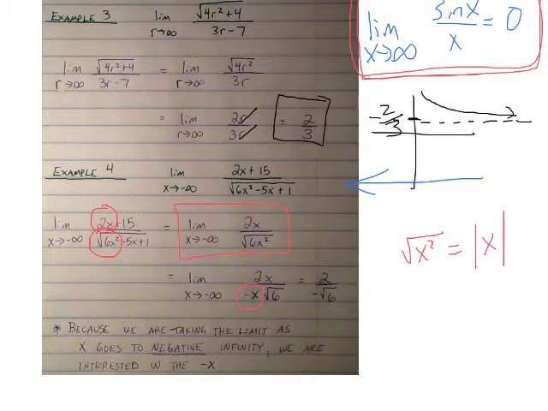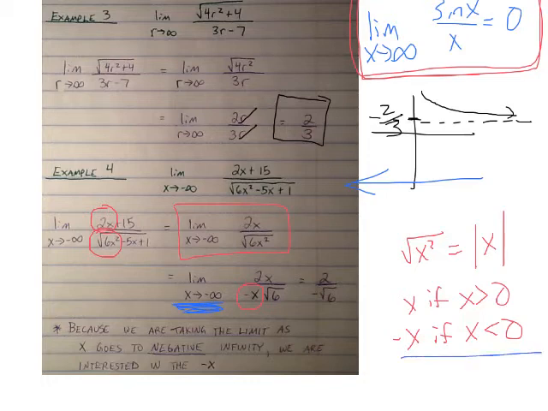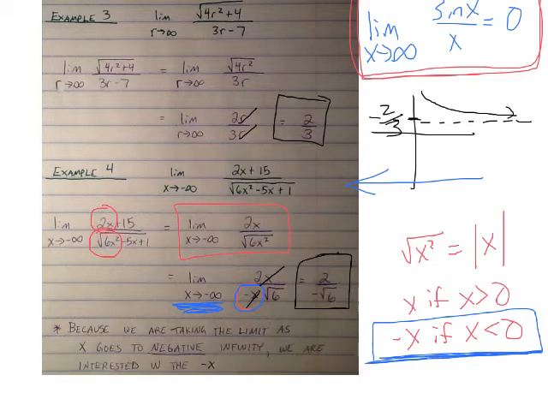And so we have two scenarios. We have equals x if x is greater than 0, equals negative x if x is less than 0. So because we're approaching negative infinity, we're interested in the negative case. So we make that x equal to negative x. A sticky detail for sure. Anyways, the x's will cancel, and we wind up having 2 over negative root 6. And there we go. There is our solution.